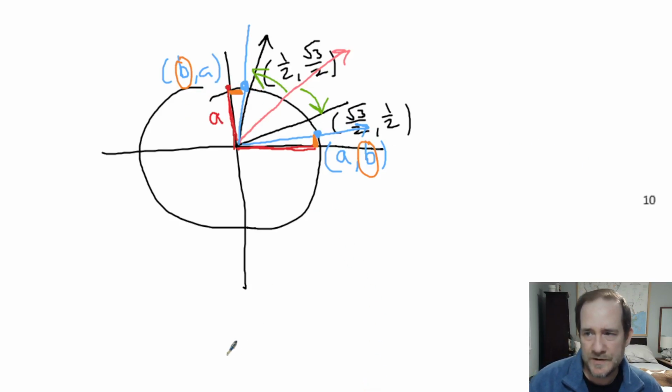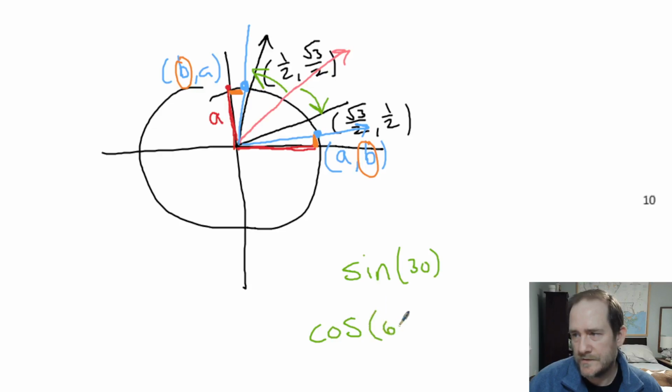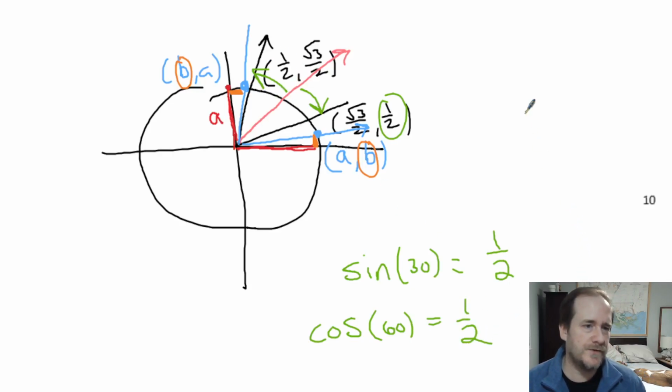I think it matters because didn't you ever notice that the sine of 30 and the cosine of 60 were the same damn thing, right? What's the sine of 30? Sine's the y value, so it's a half. What's the cosine of 60? Oh, it's a half. What a weird coincidence. Or is it not a coincidence at all? Does that actually have everything to do with the symmetry of the unit circle? Does it have everything to do with how sine and cosine are defined? It has everything to do with how sine and cosine are defined.